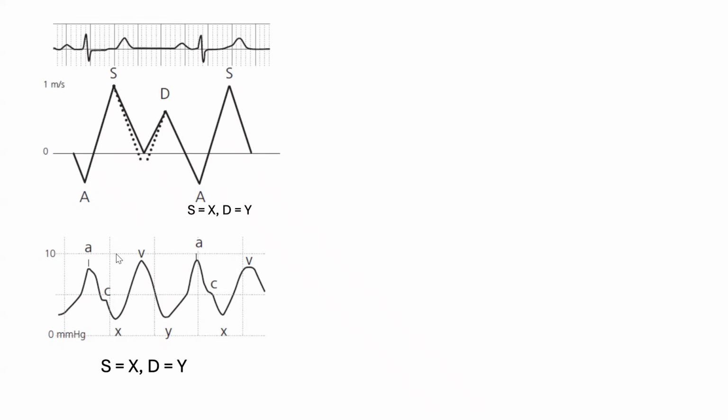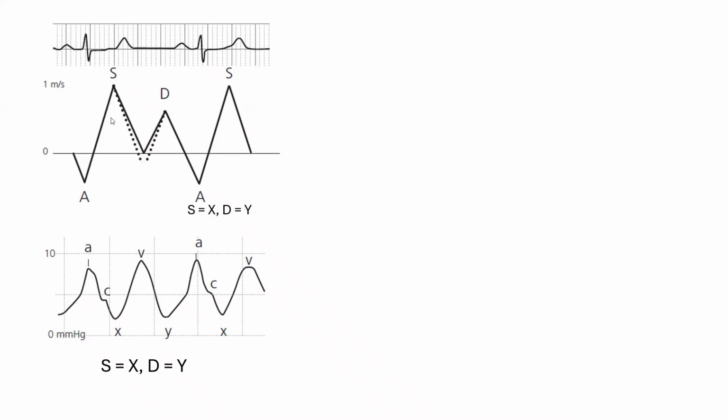So S and D, which are forward flows, correspond to the X and Y descent, to that reduction in LA pressure that creates sucking of flow into the LA, whereas the atrial contraction creates reversal of flow in the pulmonary vein.